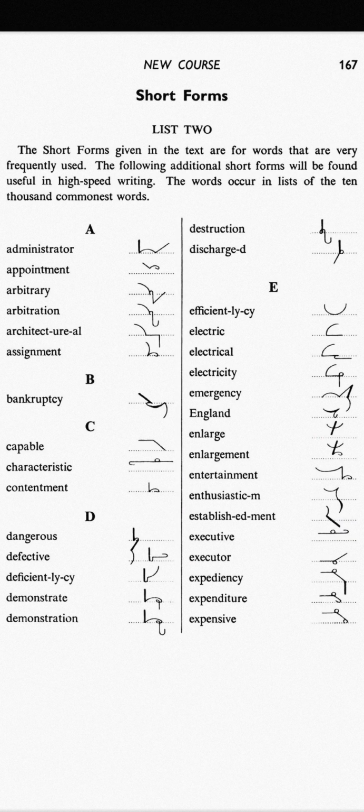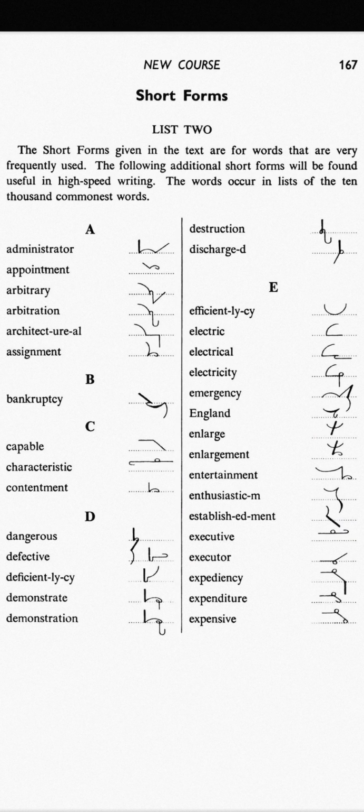The following additional short forms will be found useful in high speed writing. और जो नीचे दी गई एक लिस्ट है शॉर्ट फॉर्म्स लिस्ट 2, ये एडिशनल शॉर्ट फॉर्म्स की लिस्ट है जो कि हाई स्पीड राइटिंग के लिए यूज़फुल है. The words occur in the list of the 10,000 commonest words. और ये लिस्ट जो है 10,000 कॉमनेस्ट वर्ड्स में से ली गई है, जो वर्ड्स बार बार यूज़ होते हैं उसके लिए शॉर्ट फॉर्म्स बनाई गई हैं.